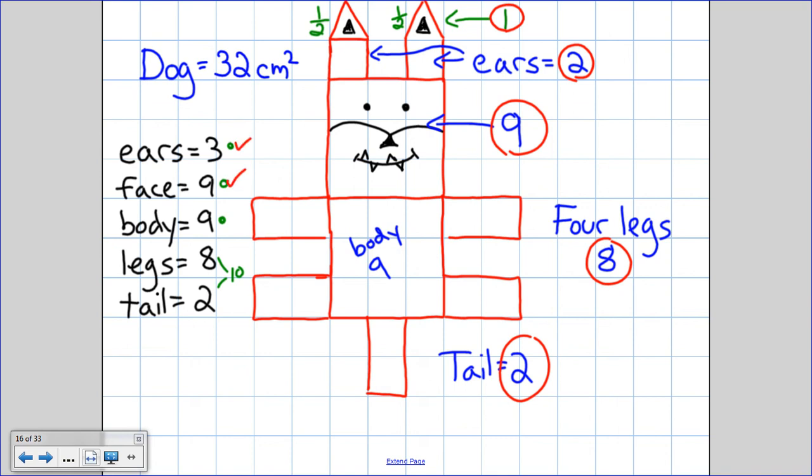3 and 9 is 12. 12 and 9 is 21. 21 and 10 is 31. Good thing I double checked. I have to change my information. So my dog actually has an area of 31.